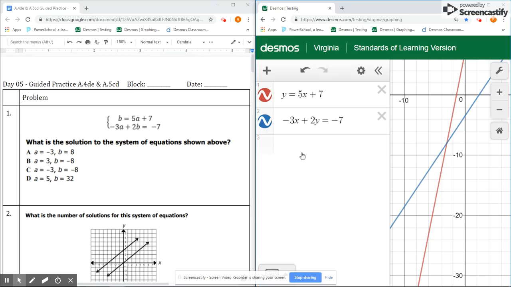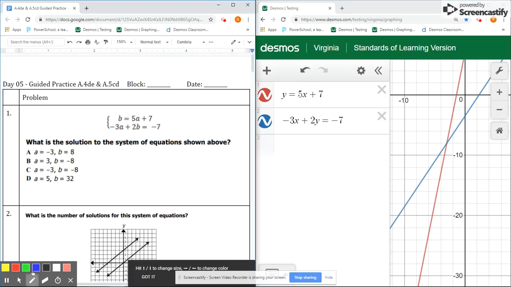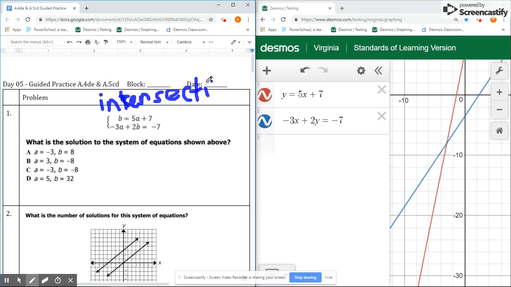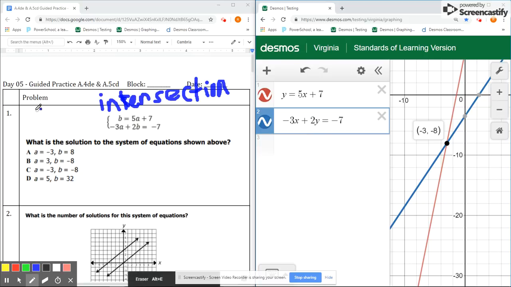And remember, the solution to a system of equations is the intersection. All right, that's a key word for this. Intersection. All right, so we're going to look here at the intersection, and we see that the intersection is at negative 3, 8. Okay, so I had plugged in x was a and y was b.